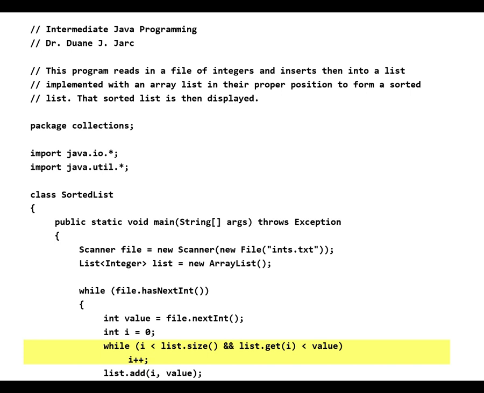The order of the two relations is important because the first acts as a guard on the second. If the first is false, the AND operator short circuits, preventing the possibility of an array subscript out of bounds. Once the position is located, the add method is called to insert the integer in its proper location. The approach used here is similar to that used by the insertion sort algorithm.